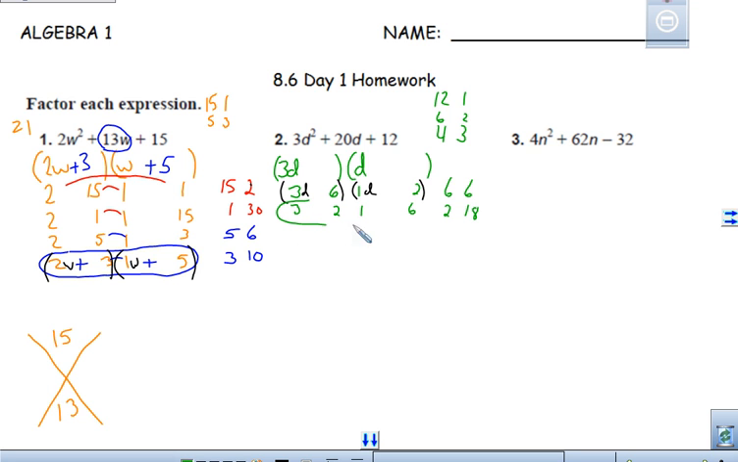So this is what we found to be our solution using trial and error: 3d plus 2 and 1d plus 6. Because when we did our insides we got a 2d, and our outsides gave us plus 18d. Now that gives us our 20d in the middle.